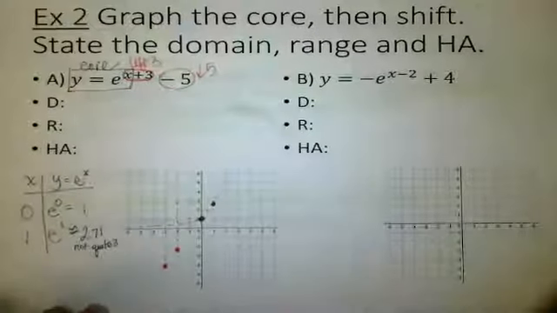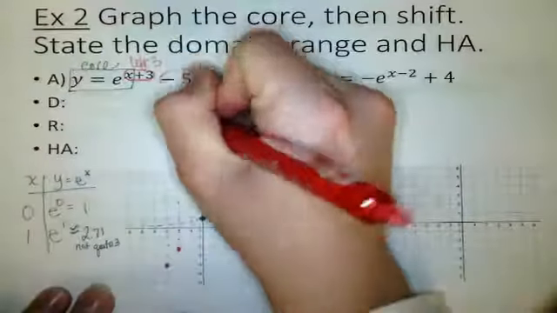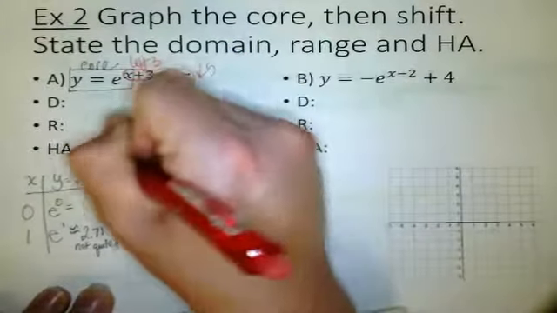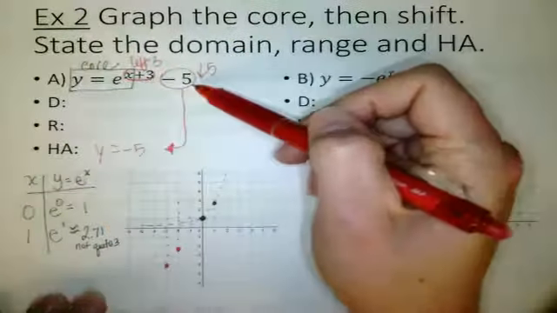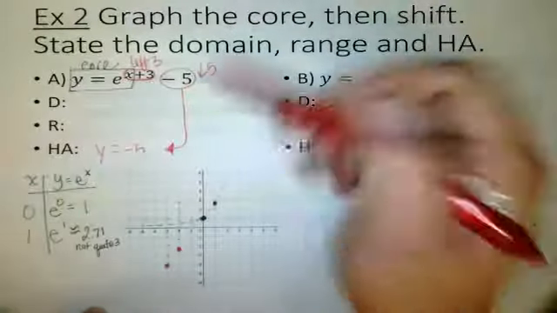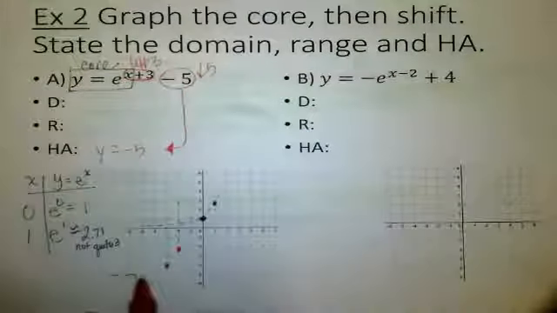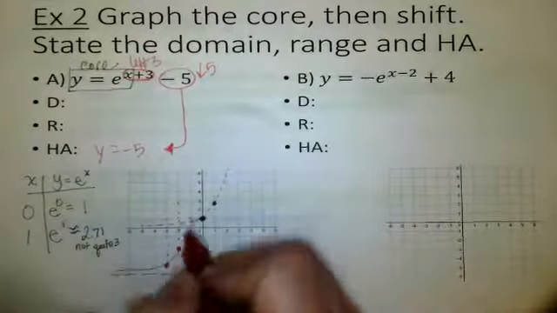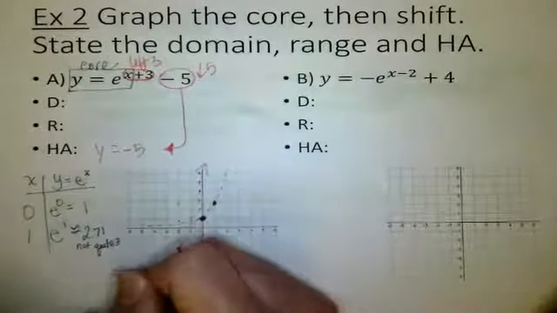Now, before I connect those dots, we want to know the horizontal asymptote. Really important, always, whatever that k value is. So I'm going to draw in that horizontal asymptote first, and then draw in my Superman shape.